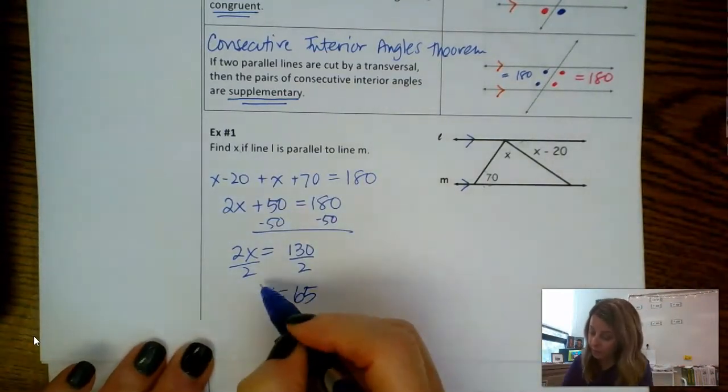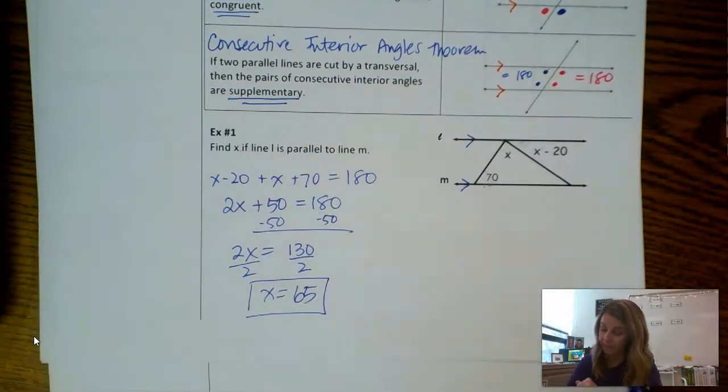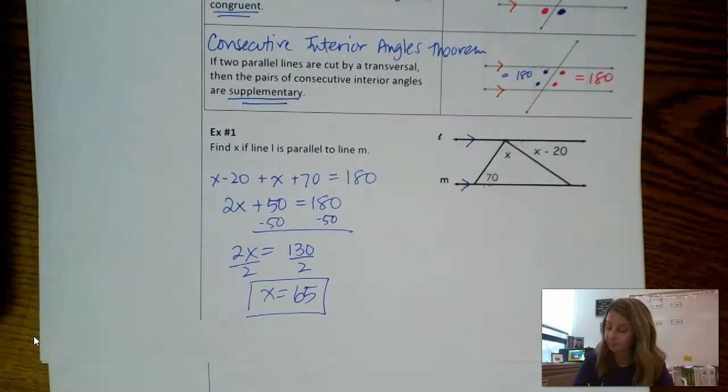Find the value of x. So we are done. I don't need to plug it back in and determine a degree measure. Now, I could have done it a little bit different.